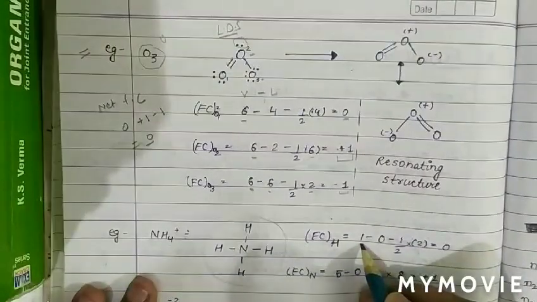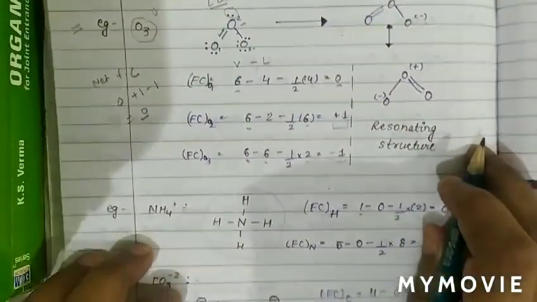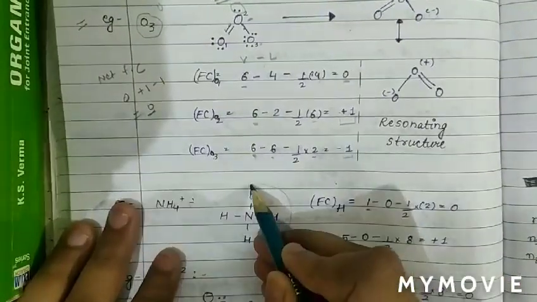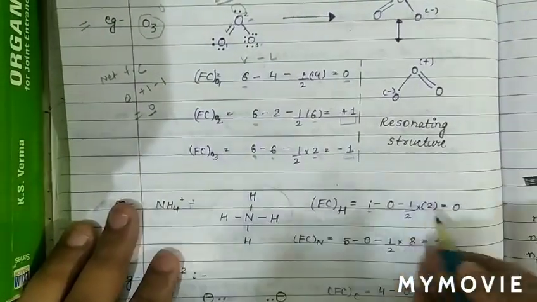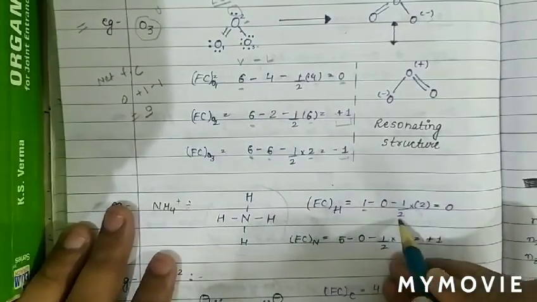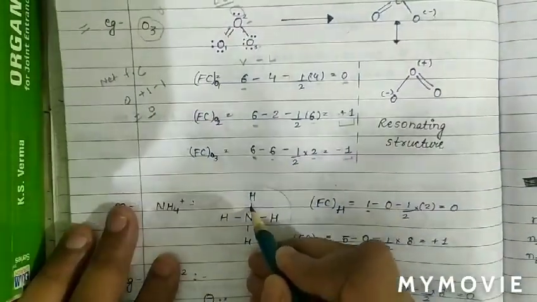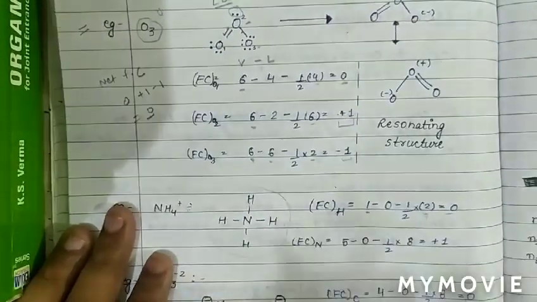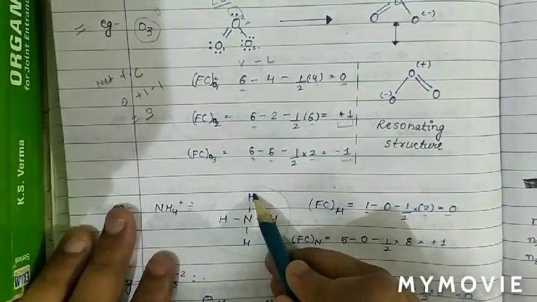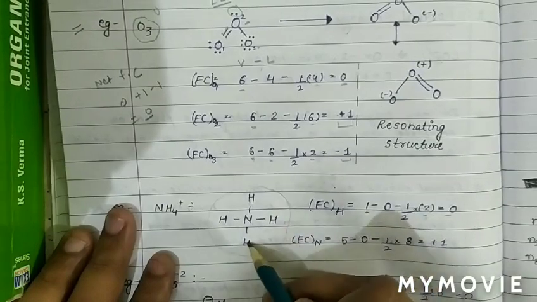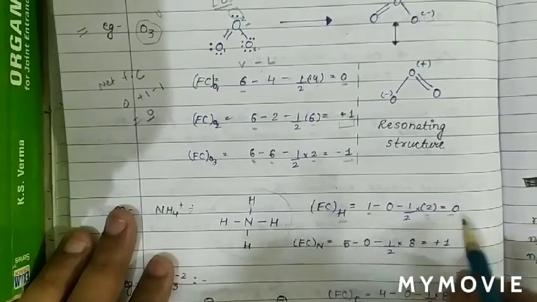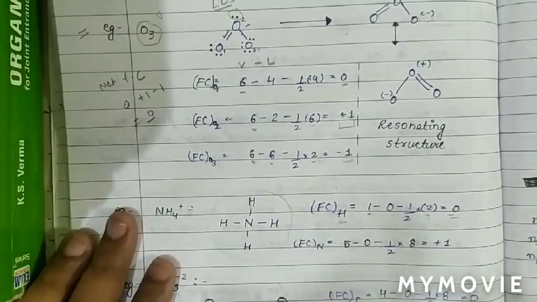The valence electron in the case of the hydrogen atom is 1, minus, is there any lone pair? No, so unshared electrons is 0. Minus half of the shared electrons for the hydrogen atom, which is 1 and 2. So half of 2, it comes to 0. So the formal charge on this hydrogen atom is 0. This is also similar, and this is also similar. So the formal charge on each hydrogen atom in this molecule is 0.